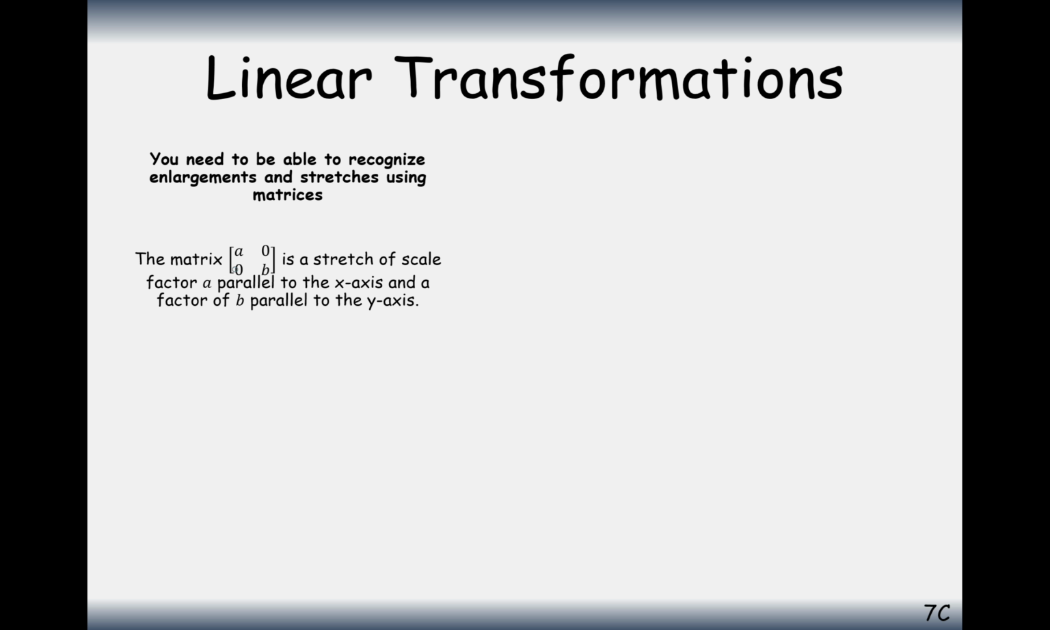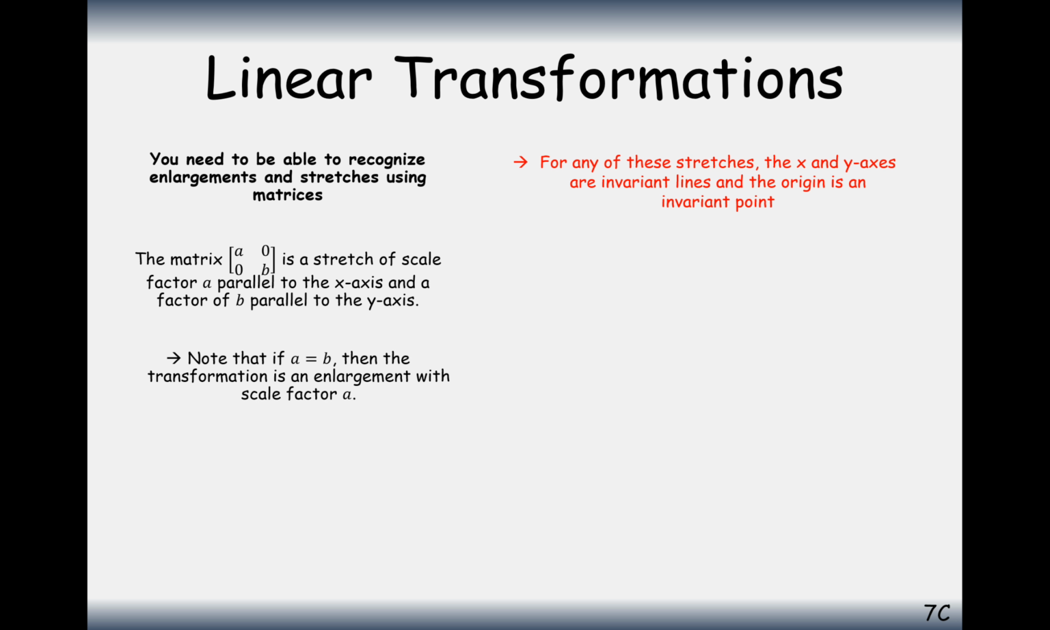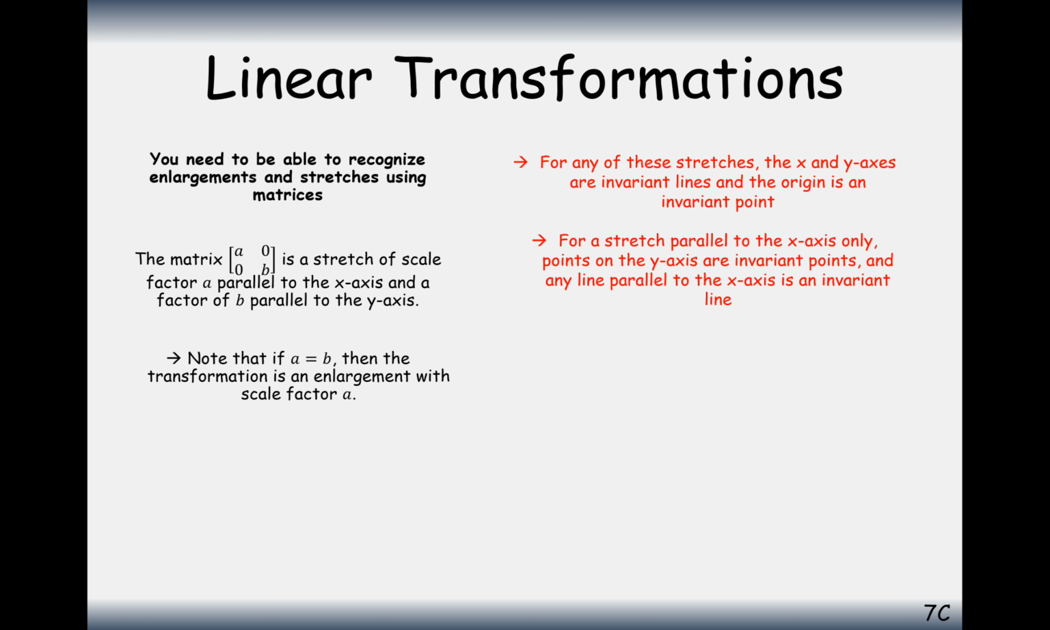So the matrix A, 0, 0, B represents a scale factor stretch by A parallel to the x-axis and a scale factor B parallel to the y-axis. If A is equal to B, then there's just a standard scale factor enlargement. As I said, these x and y axes, when they've been stretched in their direction, are both going to be what we call invariant lines.